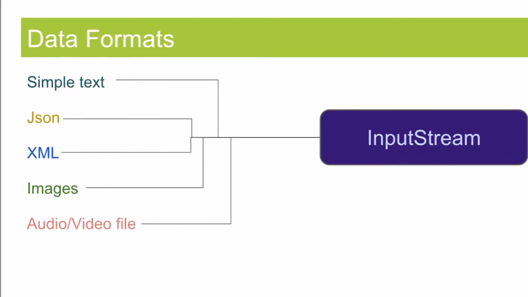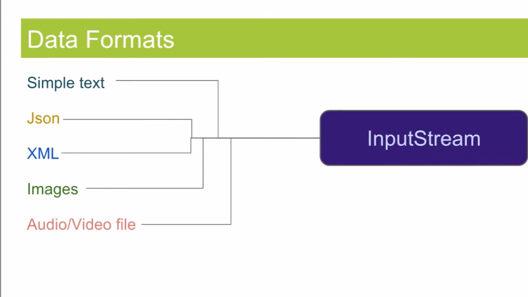So if the data available in the input stream is JSON, we'll parse according to that. If it is either images or audio video files, we will decode those data files according to the format required. We'll talk about JSON in particular now.